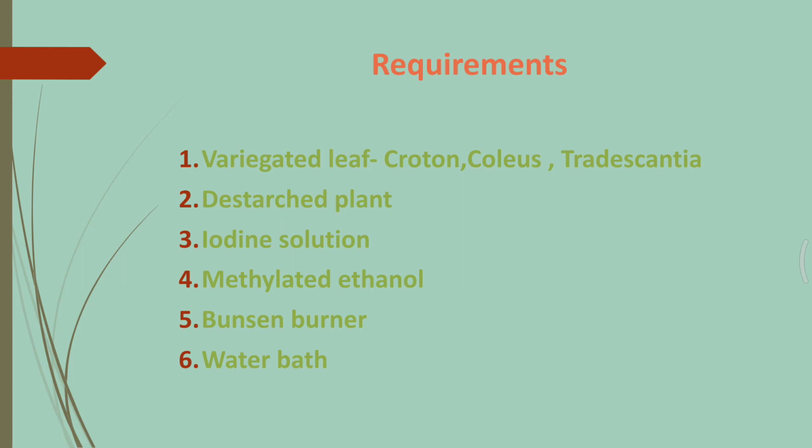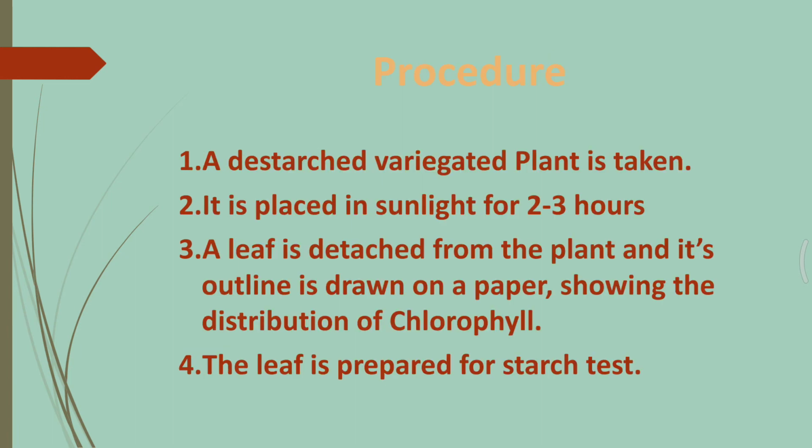So let's see the procedure. First of all, we take the variegated plant and keep it in dark for 2 to 3 days. After 2 to 3 days, when it is completely destarched, we take it out and place it in the sunlight. After placing it in sunlight for 2 to 3 hours, we pluck a leaf from the same plant, which has performed photosynthesis for just 2 to 3 hours, and you try to sketch the outline of that leaf on a piece of paper.